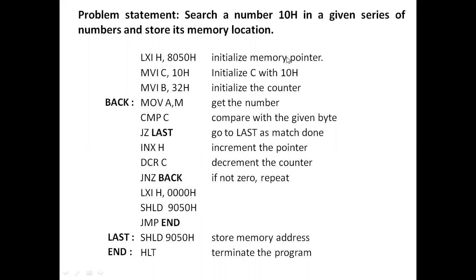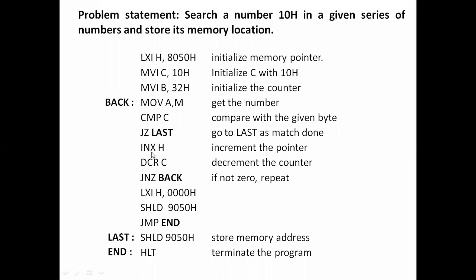Now, initialize the memory pointer, then initialize C because we have to search 10, and initialize the counter as B. So first of all, we will get the first number into the accumulator, and this number is being compared with the content of C. Now the content of C is 10. If both the numbers are equal, of course, the zero flag will be set, because whenever we compare two numbers and both are equal, the zero flag is set. If the zero flag is set, it will go to the last label and store the memory address of that content. But if the numbers are not the same, it will not jump because the zero flag will not be set.